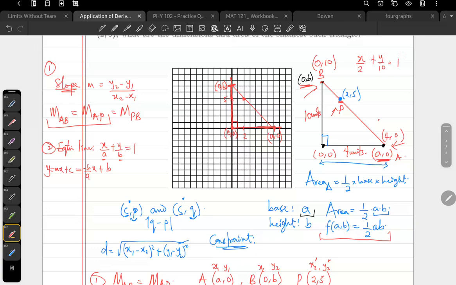So if you put (2,5) there, that will be 2. What is that? Sorry, a is 4. So x over 4 plus y over 10. So if you put (2,5), you have 2 over 4 plus 5 over 10, and that is 1 over 2 plus 1 over 2, which is equal to 1. So which means we are correct.